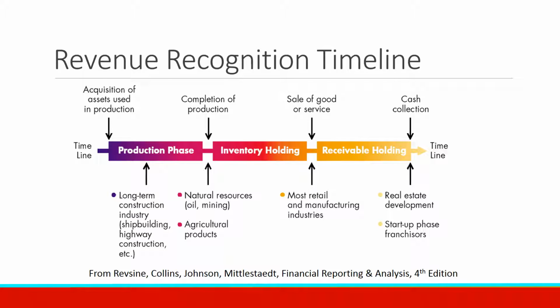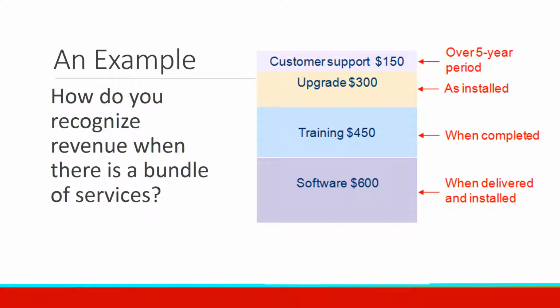We had discussed earlier the challenge in trying to figure out revenue recognition when you provide a service. So I'd like to look at a particular example of a firm that's selling a service. So what you can see here is a bundle of services. This firm is selling a client software worth $600, training worth $450, upgrades worth $300, and ongoing customer support for 5 years of $150. So in total, they're selling a package worth $1,500.